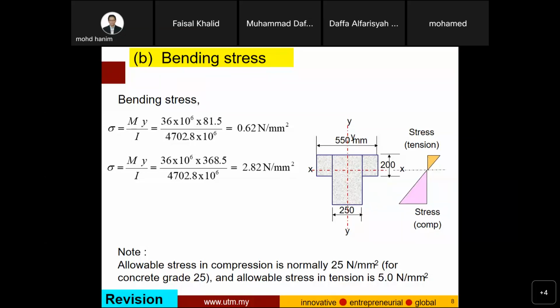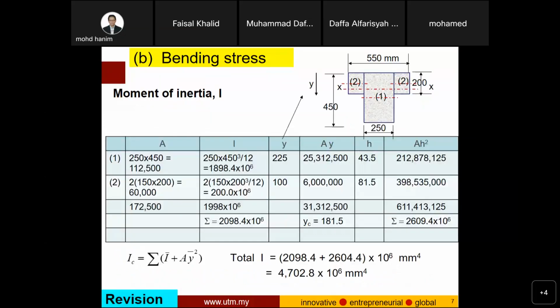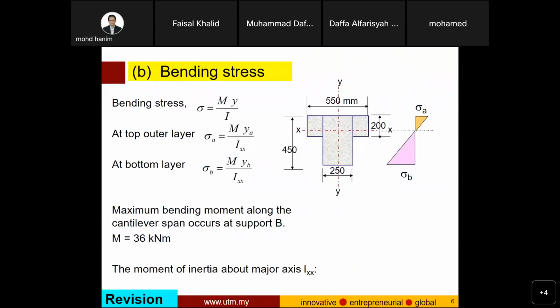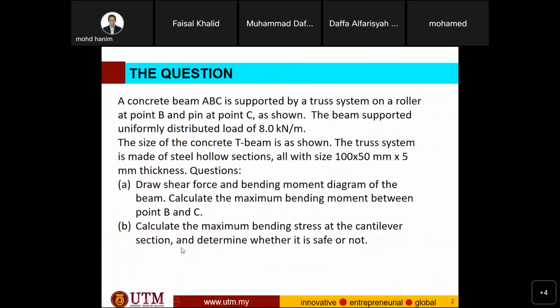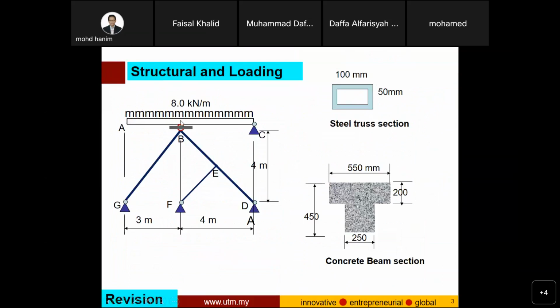Okay, what is the question? Which bending stress? Bending stress at the cantilever section, and determine whether it is safe or not. When it is mentioned safe or not, that means we have to calculate the maximum bending stress along this segment here. Maximum bending stress.